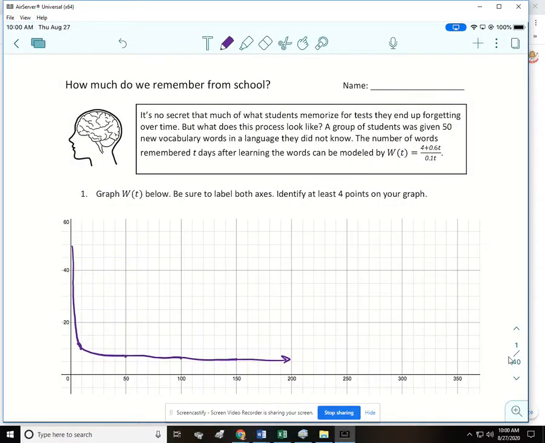So if you haven't had a chance, go ahead and do this side of the note sheet where you're using the human memory model, and then come back and watch the rest of the video.